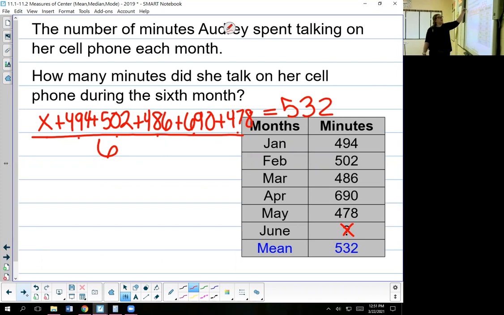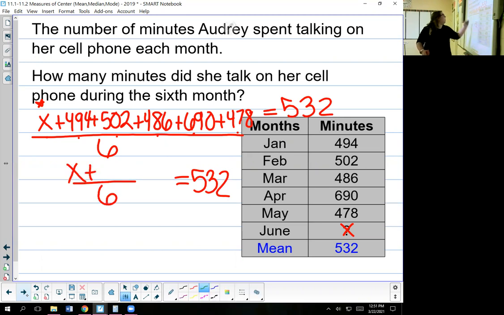So I'm trying to figure out what the heck x is. Think about what we talked about, combining like terms. What could I do to make this a little bit smaller? If I add up all the numerators on the left-hand side, I'm going to get something over 6. I'm going to get x plus whatever these are all added together. So let's add those together.